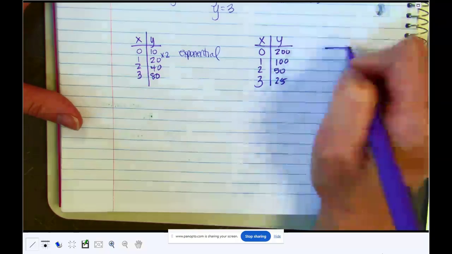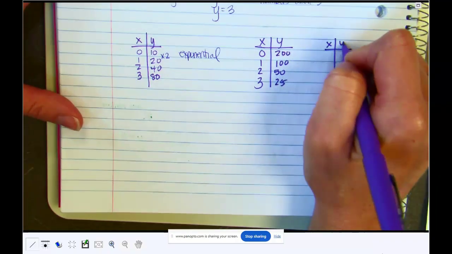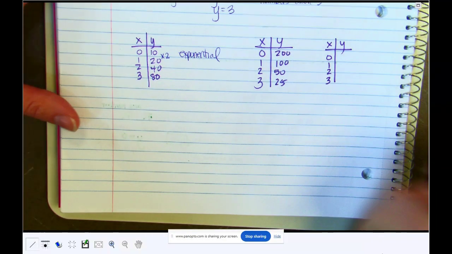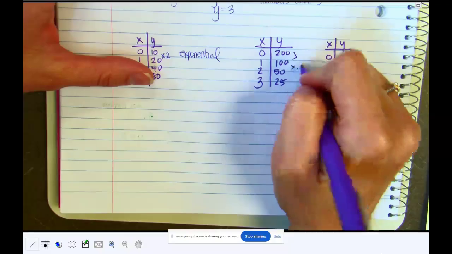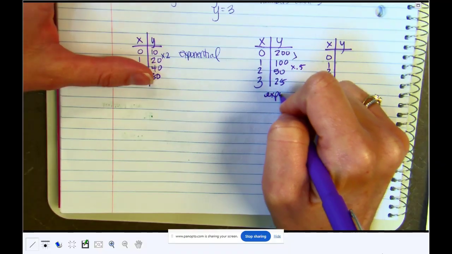Okay, linear, exponential, or neither? Also exponential. What do we multiply by? 0.5. Yes, we multiplied by 0.5. So this is exponential.